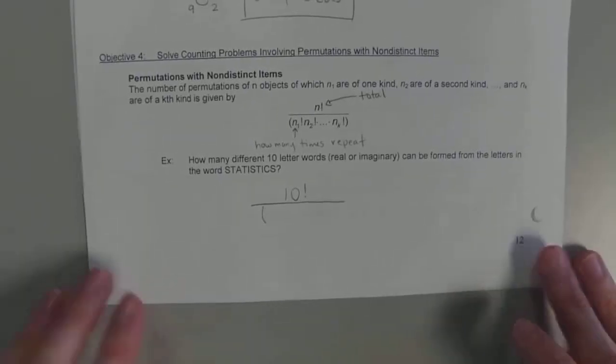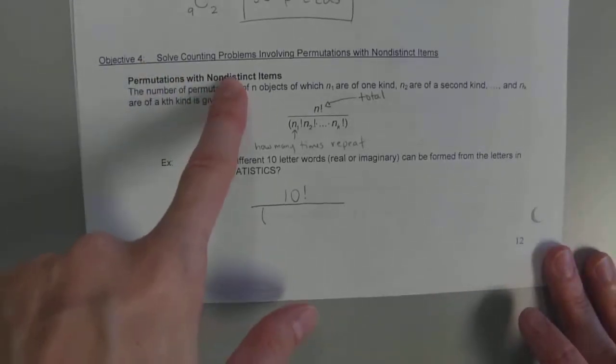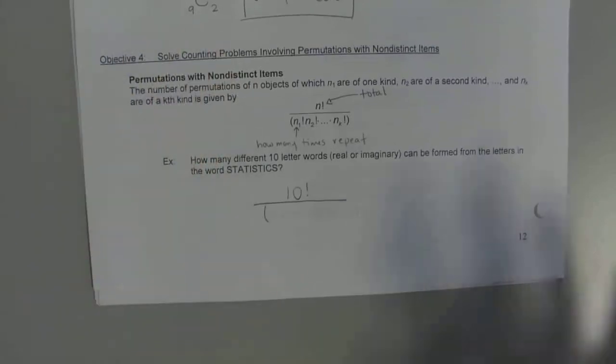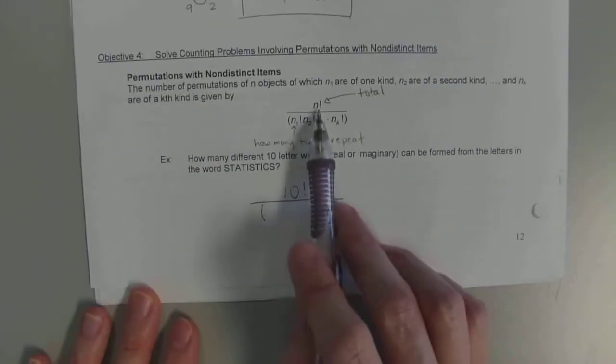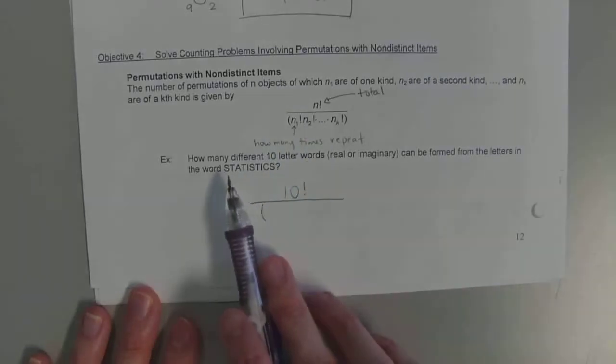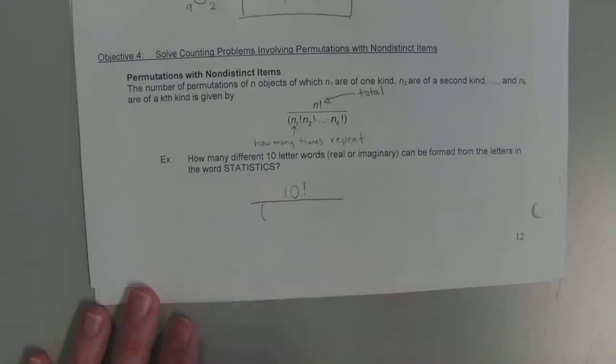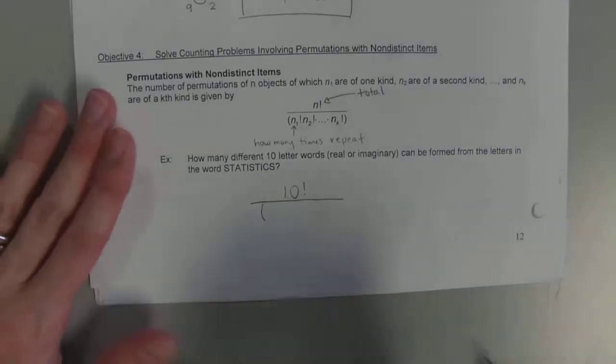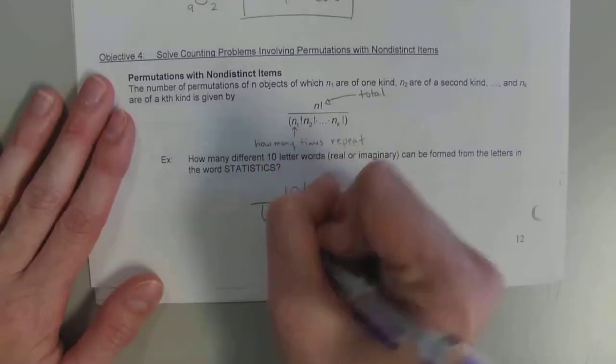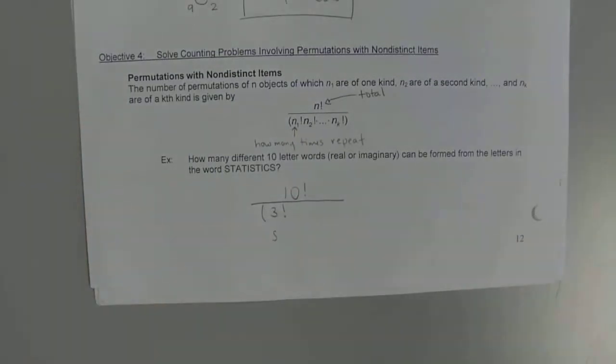Okay, so the last objective is objective 4, for non-distinct items. If things repeat and they look the same, they're going to be on the bottom and your total's on top. So with the word statistics, we decided that there's 10 total letters, but when you look at S, how many S's are there? 3. So we'll have a 3 factorial down here, and that's for the letter S, because they're all the same size, shape, color, so when I start scrambling them, you're not going to know the difference between them.